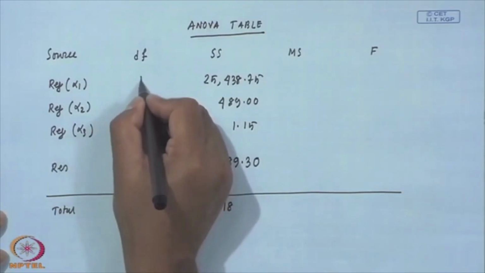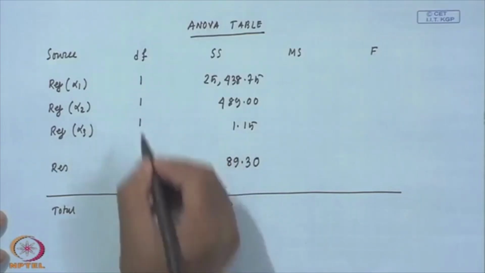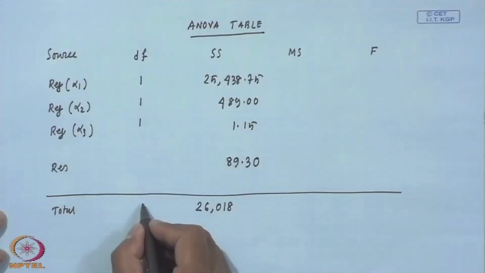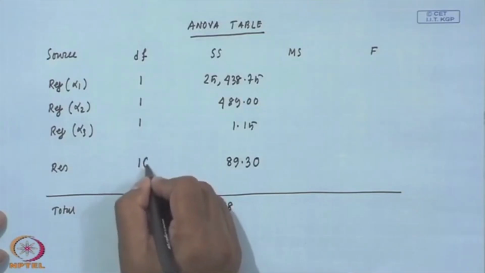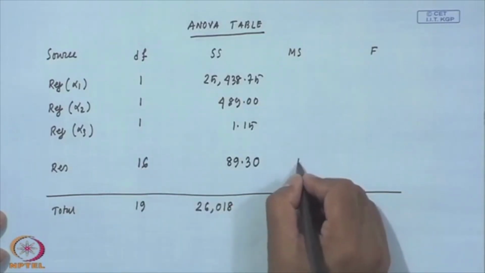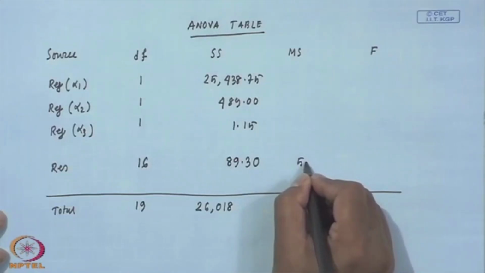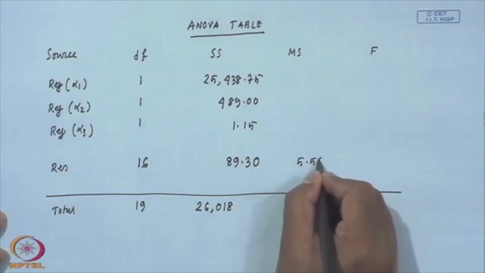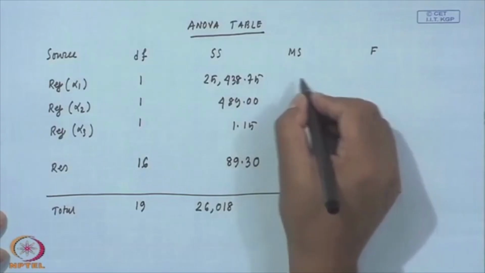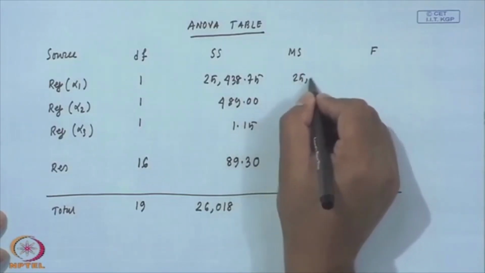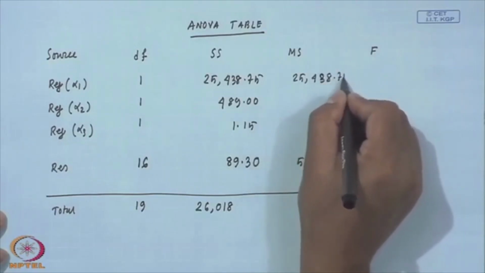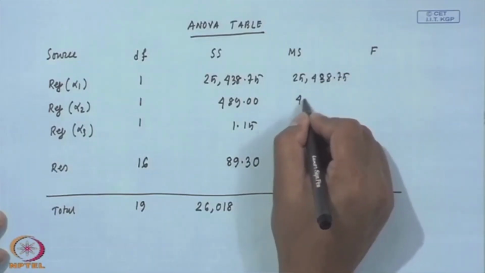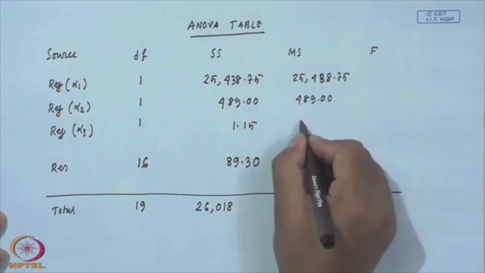The degree of freedom for this one is 1, this one is 1, this one is 1, and the total degree of freedom is 19 because there are 20 observations, and then the residual degree of freedom is 16. So, you can compute the MS value. MS residual is 5.58, and these values will remain the same: 25,438.75, 489.00, 1.15.